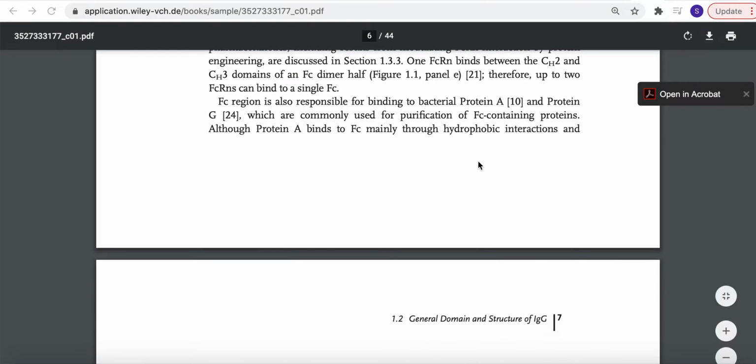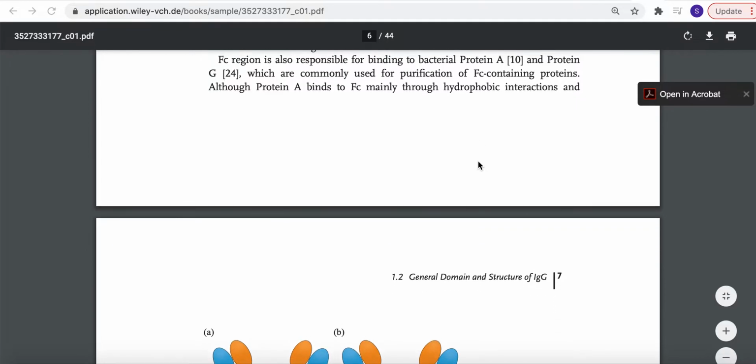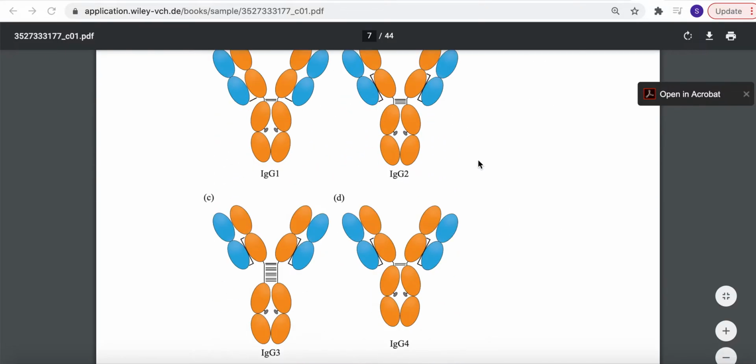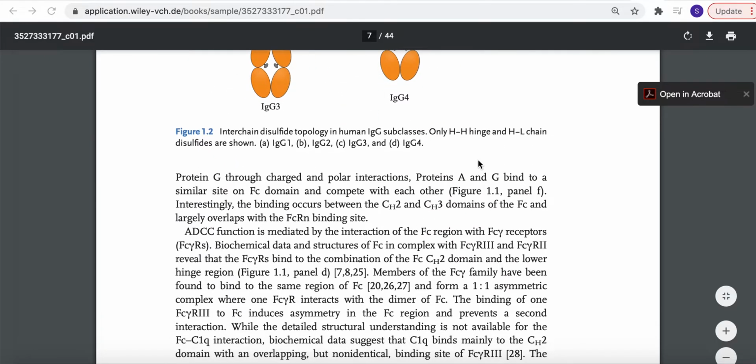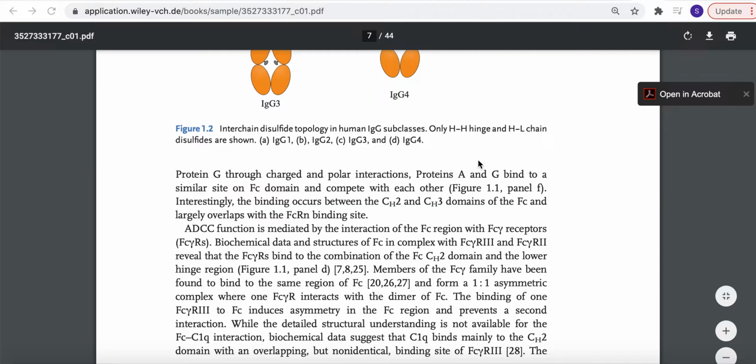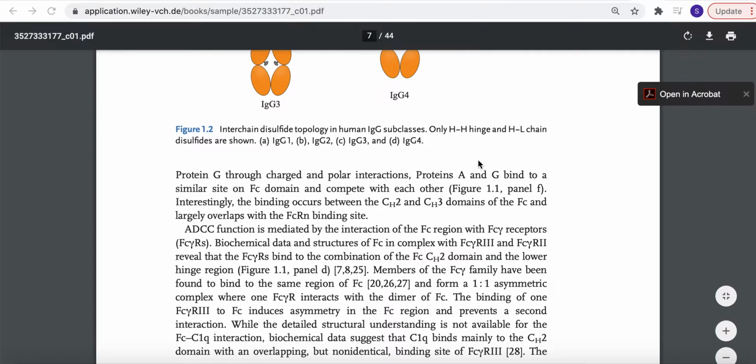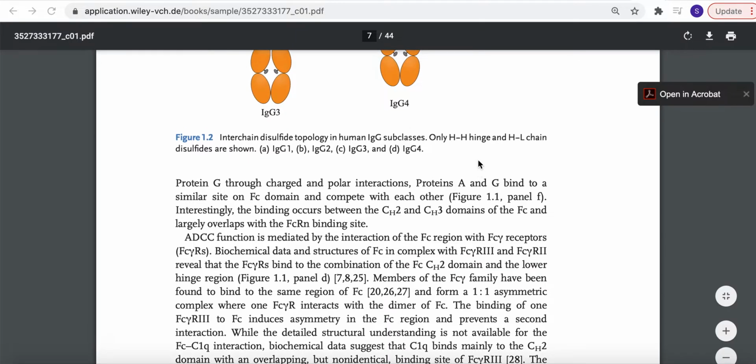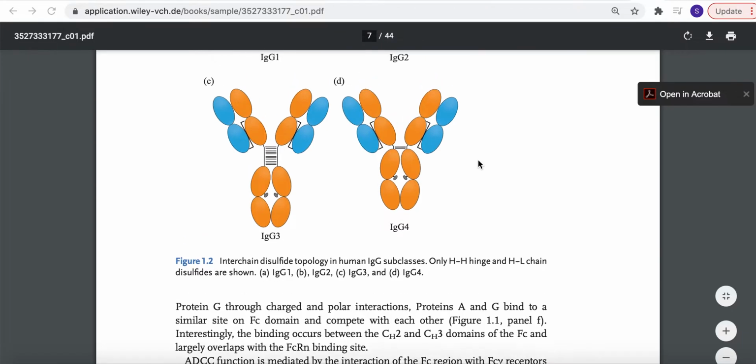Fc region is also responsible for binding to bacterial protein A and protein G, which are commonly used for purification of Fc-containing proteins. Although protein A binds to Fc mainly through hydrophobic interaction and protein G through charge and polar interaction, proteins A and G bind to a similar site on Fc domain and compete with each other. Interestingly, the binding occurs between the CH2-CH3 domain of the Fc and largely overlaps with the FcRn binding site.